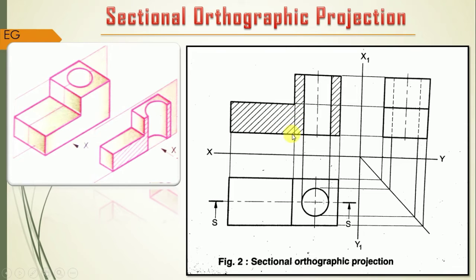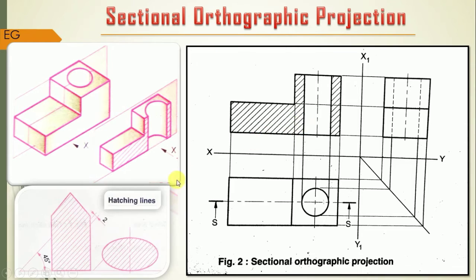These lines are called hatching lines or section lines. So they are to be represented this way. Your hatching lines should have an inclination angle of 45 degrees with your reference line. Here you have the reference line XY, so they are at an angle of 45 degrees, and the distance between two consecutive hatching lines is approximately 2 mm. So this is the way to represent hatching lines.